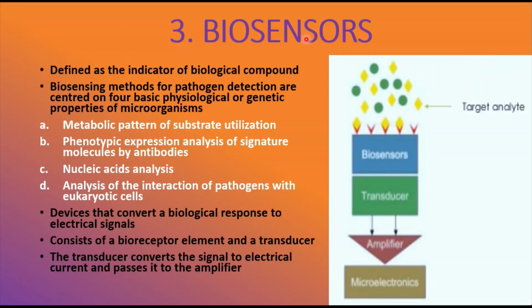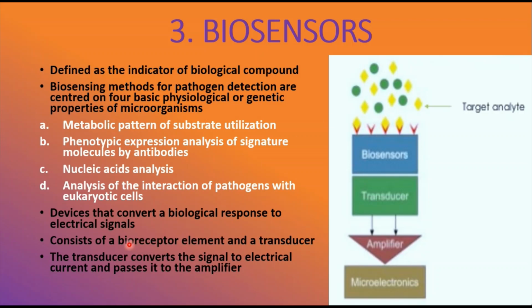So the biosensors are going to be defined as the indicator of biological compounds. That means the biosensing methods for pathogenic detection are centered on four basic physiological or genetic properties of microorganisms. Number one, metabolic pattern of substrate utilization. Then number two, phenotypic expression analysis of signature molecules by antibodies. Number three, nucleic acid analysis. Number four, analysis of the interaction of pathogens with eukaryotic cells.